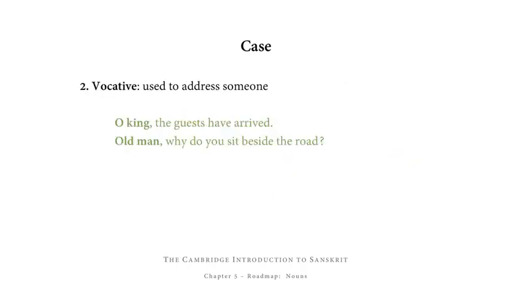Then, quite straightforward, the vocative, which is the case used to address someone. So, for example, O king, the guests have arrived. O king would be an example of a vocative. Old man, why do you sit beside the road? Old man would be a vocative, which you use to address someone.